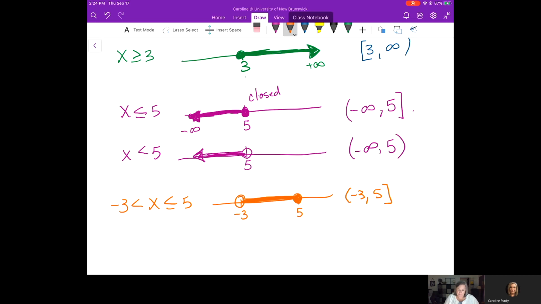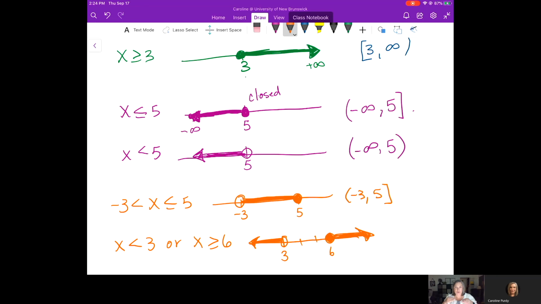And then what if we wanted something like x is less than 3, or x is greater than 6? Let's make one of them an equal. So less than 3, no equal sign, so an empty circle, and less. And greater than 6, so 4, 5, 6, color in the 6. And we want greater than or equal to 6.